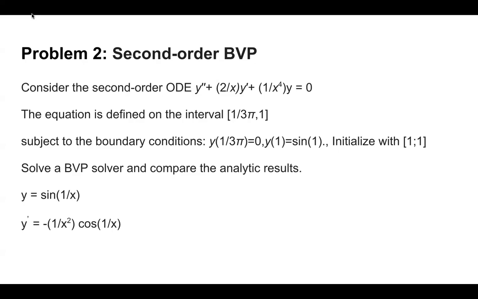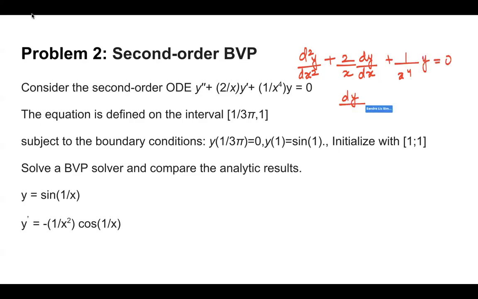I shall discuss this right now. As we used to do earlier, let us see how this solver works. This is with respect to x: d square y by dx square plus 2 by x dy by dx plus 1 by x raised to 4 y is equal to 0.